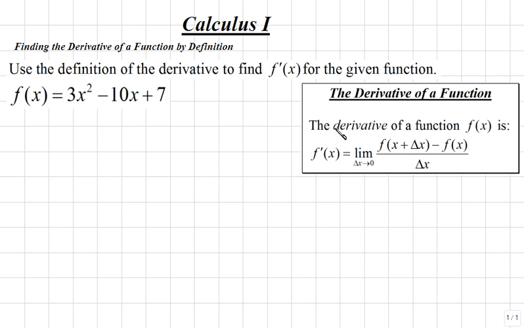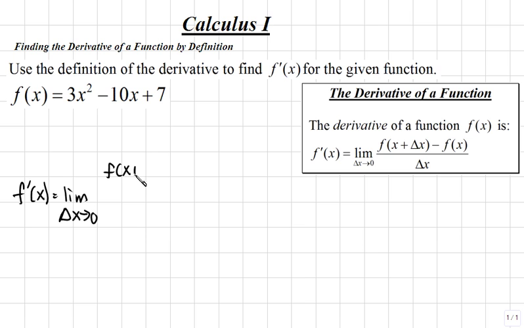The derivative of a function f of x is f prime of x equals the limit as delta x approaches 0 of f of x plus delta x minus f of x all over delta x. So using our definition, we'll write down f prime of x equals the limit as delta x approaches 0 of.